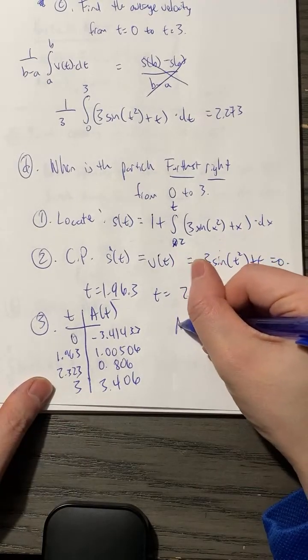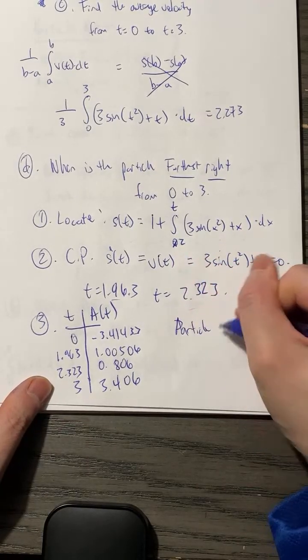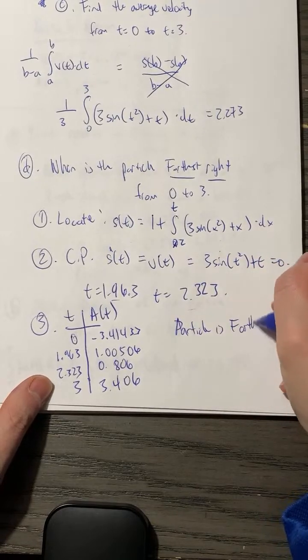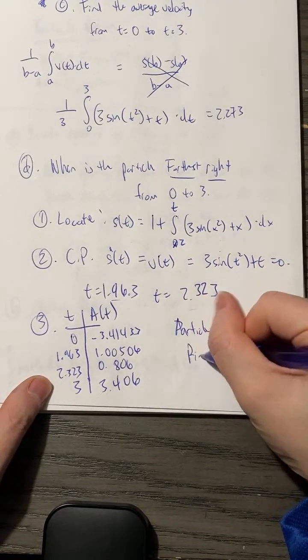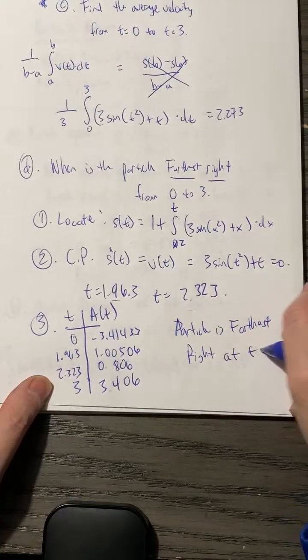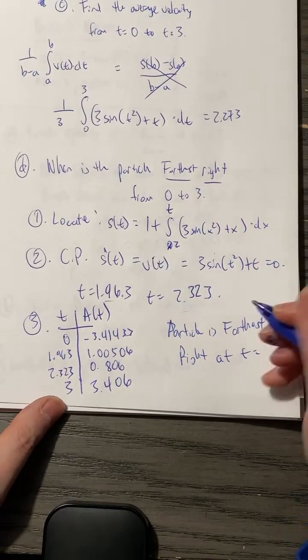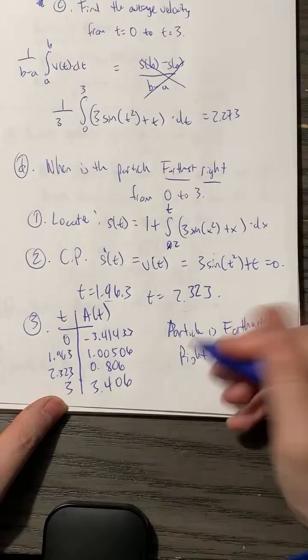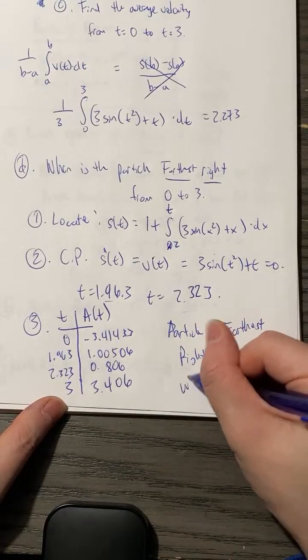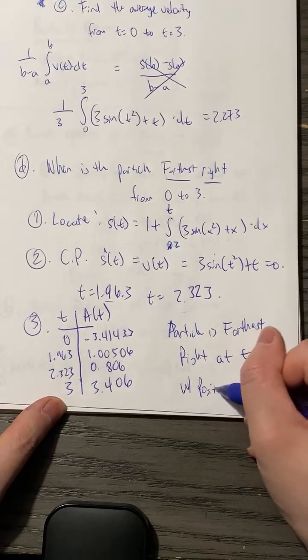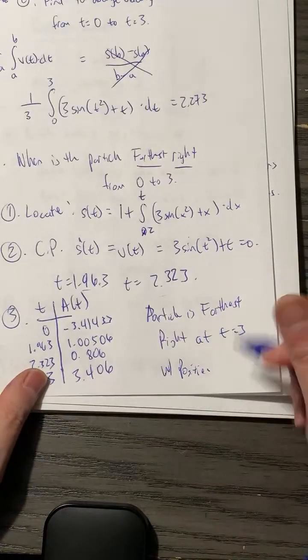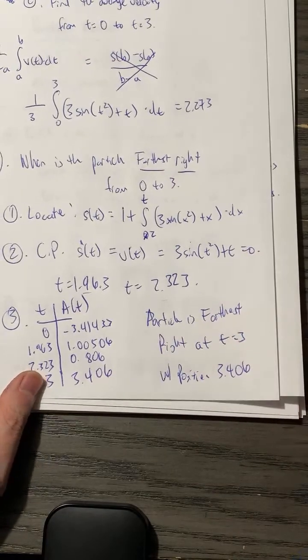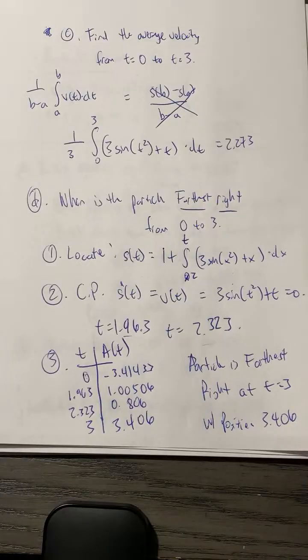So my particle is farthest right at t is equal to 3. And what is the farthest right position? Well, it's going to be 3.406. And after all of that, that is how you do particle motion.